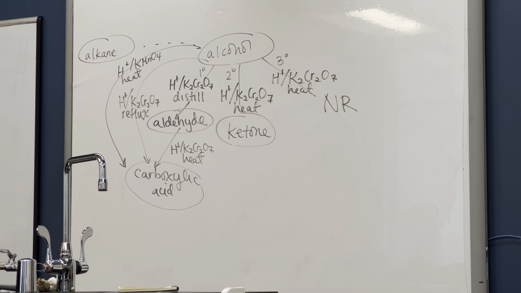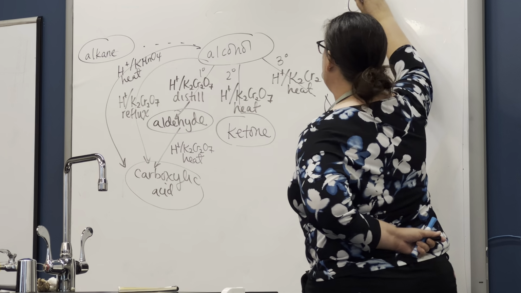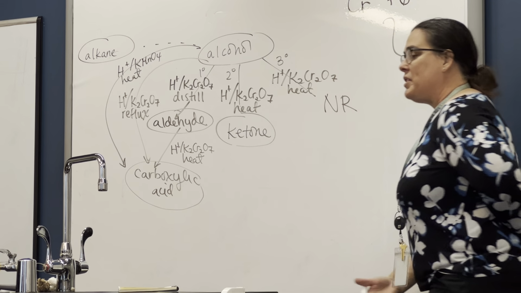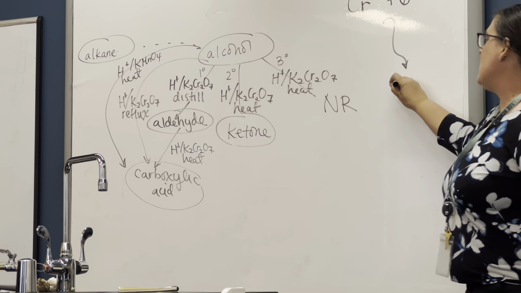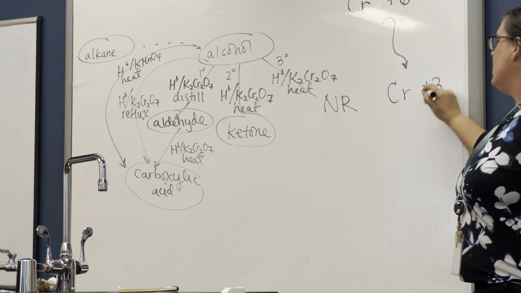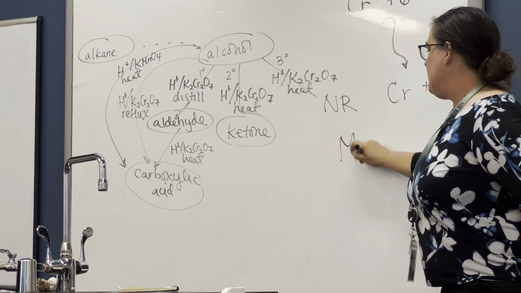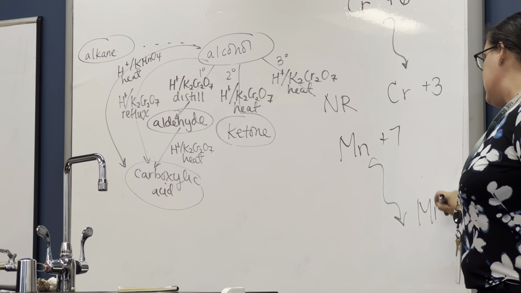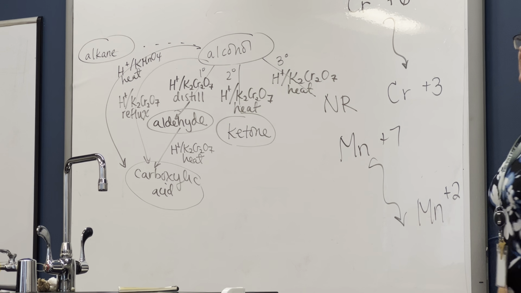So Emma wants to know how you know when the reaction is finished. Because this is an oxidation process, and you helped me figure out that chromium started in the +6 oxidation state, when the chromium is reduced, it's actually going to become chromium +3. When the manganese starts in a +7 oxidation state, when the manganese is reduced, it's actually going to end up in the manganese +2 state.